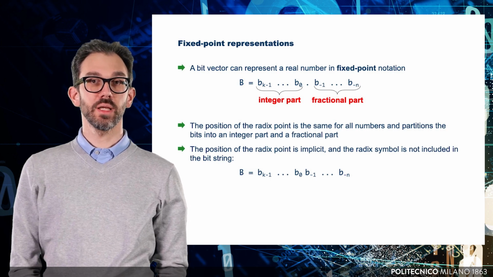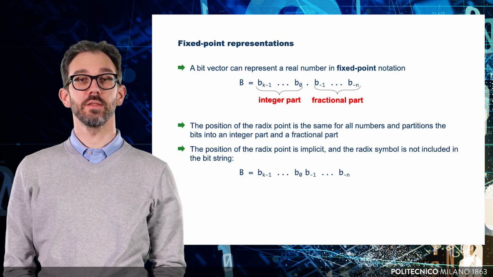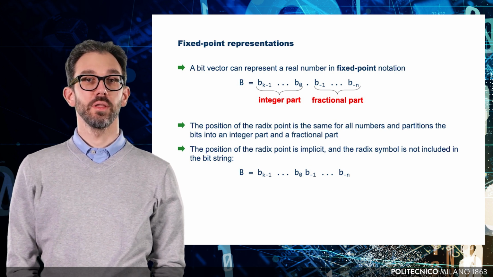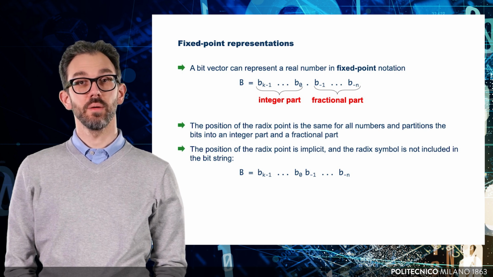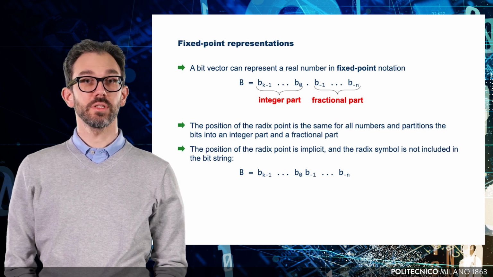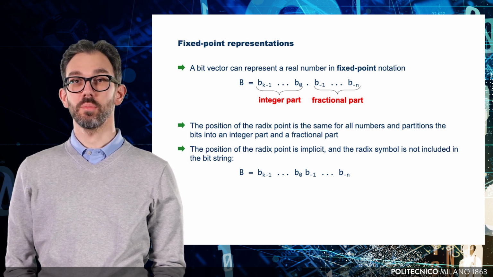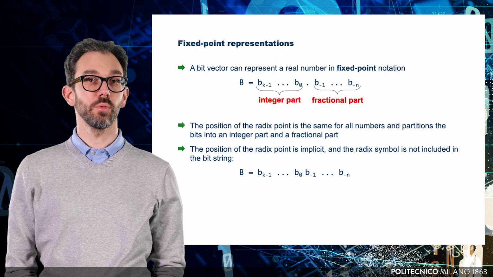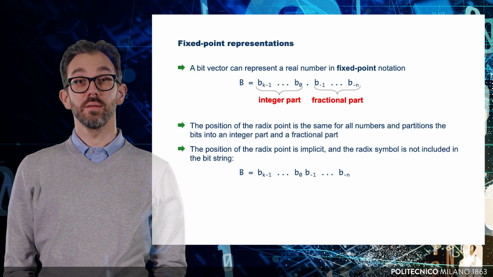Up to this point, we have assumed that any bit vector stored inside the computer represents an integer, possibly encoded in such a way that its sign can be explicitly determined. However, a bit string can also represent a real number. We therefore begin by studying fixed point notation, so-called because the position of the radix point within the bit string is fixed and identical for all numbers under consideration.